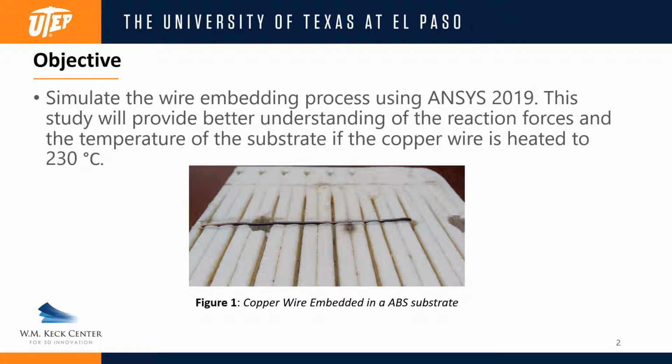So let's begin. The main objective of this project is to simulate the wire embedding process using ANSYS 2019. This study will provide better understanding of the reaction forces as well as the deformation due to the heating on the copper wire, which is going to be heated at 230 degrees Celsius and will be interacting with the substrate, as it can be observed on the image below.